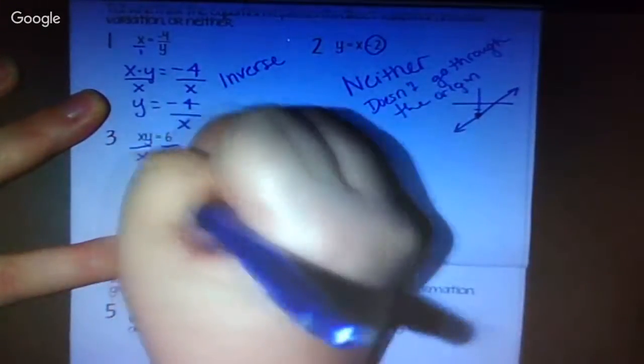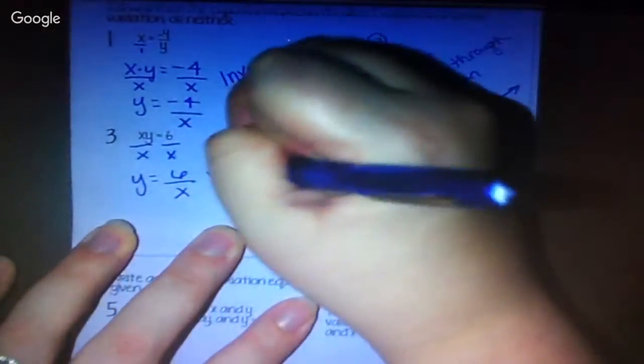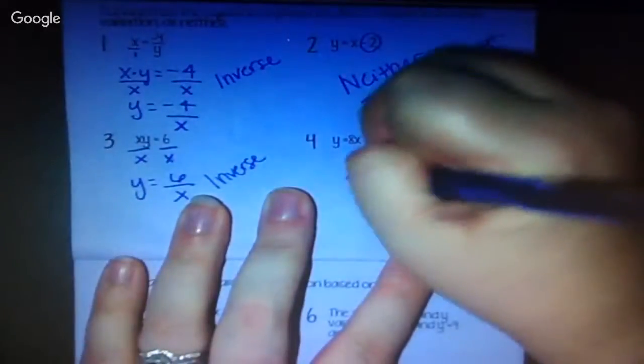Number 3. Again, it needs to be equal to y first. So I need to do what? Divide by x. So y equals 6 over x. This one should be inverse. Number 4 is already equal to y. This is what? Direct. Okay, this one's direct. And k equals 8. And k would equal 8, absolutely.